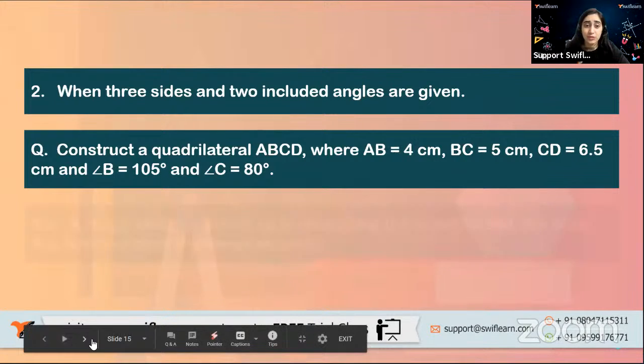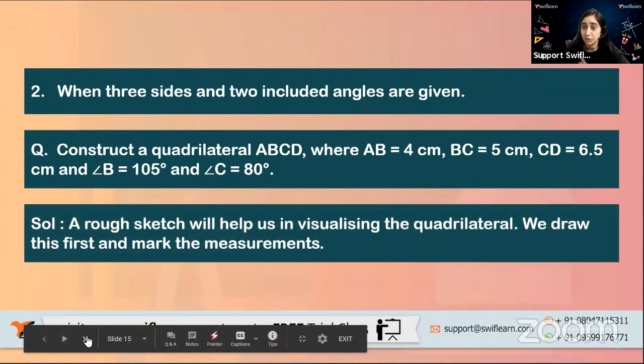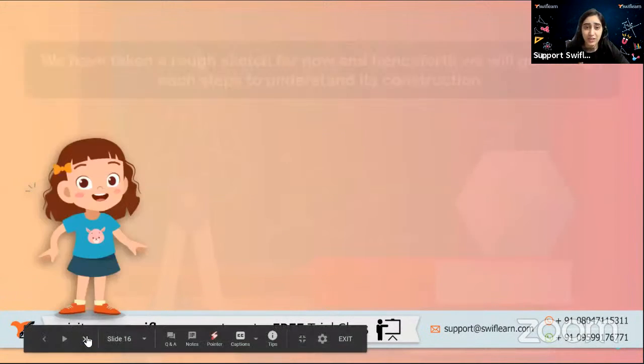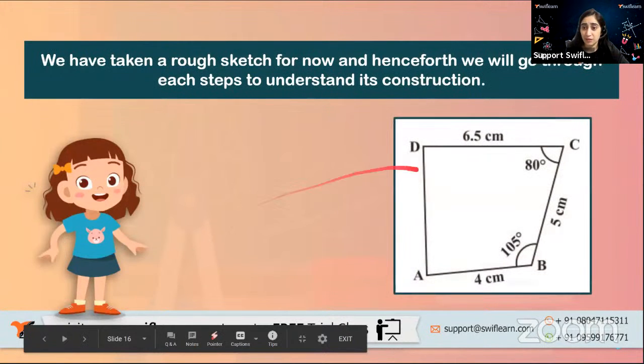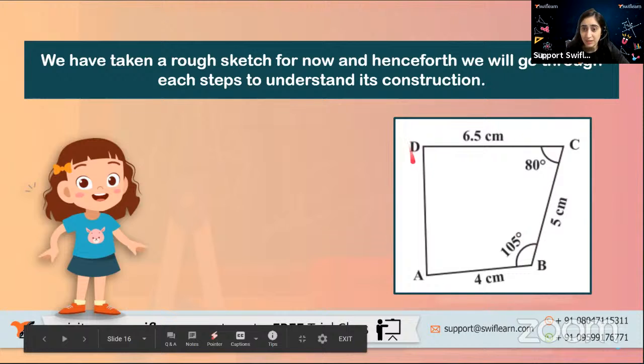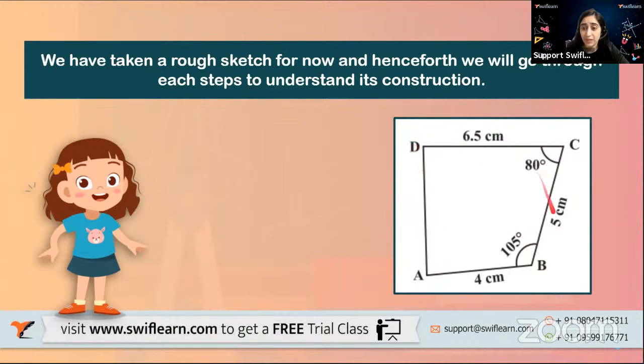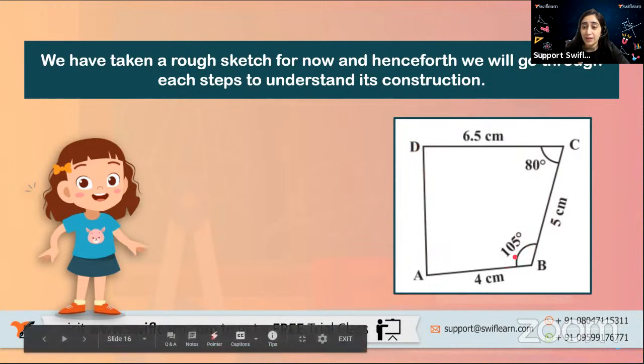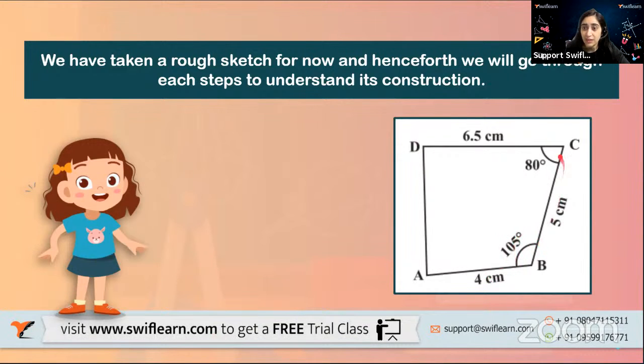Okay. So how to proceed? First most thing, make a rough sketch, right? So here we go. We have made this rough sketch. We know AB 4 centimeter, BC 5 centimeter, CD 6.5 centimeter. AD is a straight line. I'm just joining it, right? I don't know the angle actually. Now, this is 105 degree and this is 80 degree.